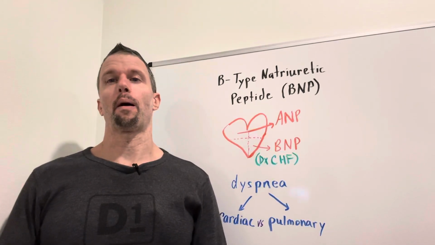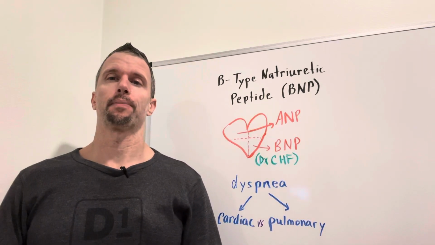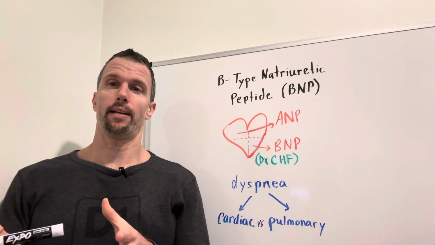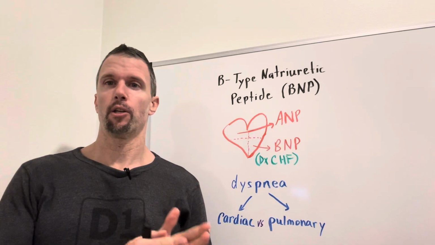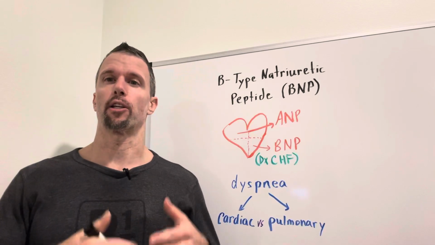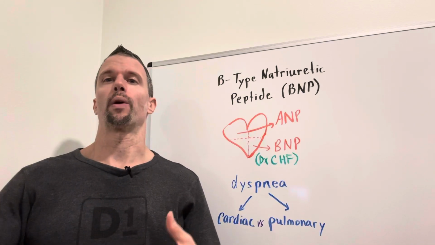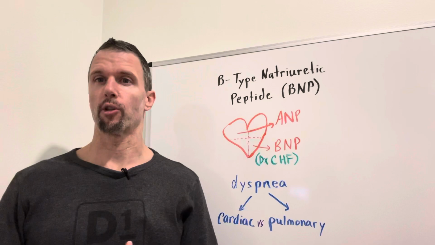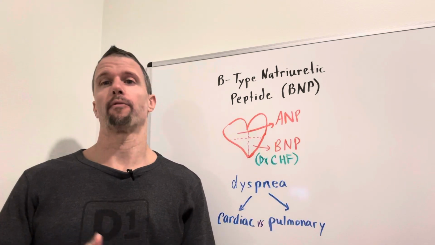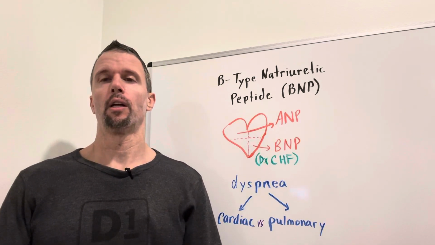In this video, I want to talk about B-type natriuretic peptide. Think about the word natriuretic. You have the Na for sodium, uretic, uresis. You're going to urinate more sodium. We know that water follows sodium, so you're going to decrease your blood volume and therefore decrease your blood pressure.